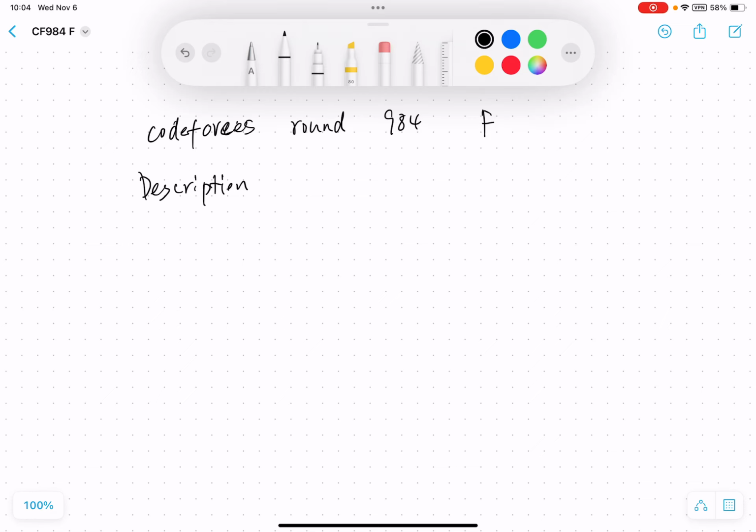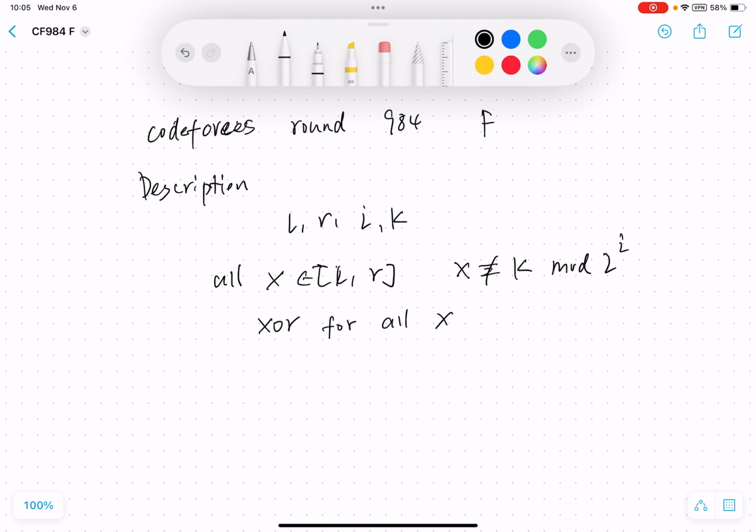Okay, today let's talk about Codeforces Round 984, problem F. First part is the description. We are given four integers L, R, I, and K. We need to find all x between L and R that meet the requirement x not equal to k modulo 2 to the power of I. We need to XOR all such x.